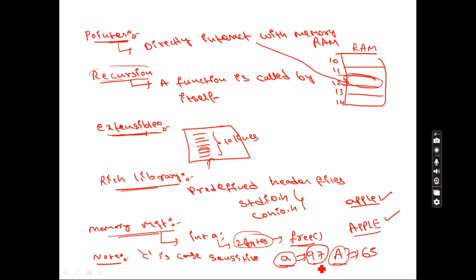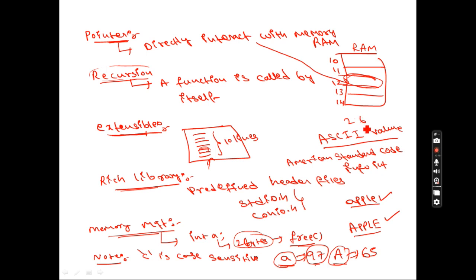In C language, capital A has the ASCII value 65 and small a has the ASCII value 97. So every character in C language has an ASCII value. What is the meaning of ASCII value? American Standard Code for Information Interchange. In total, C language has 256 characters, and every character has an ASCII value.